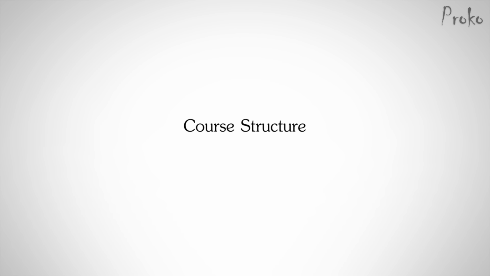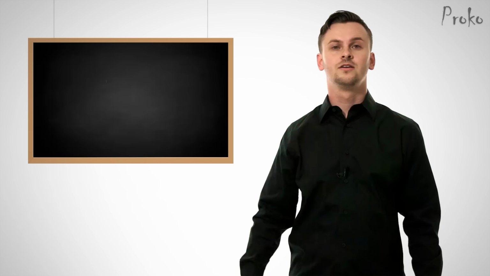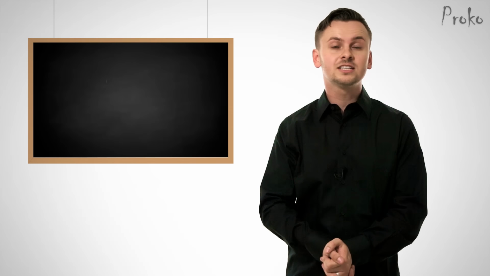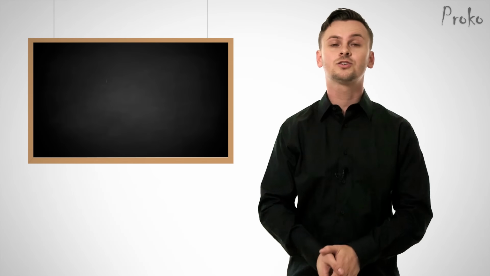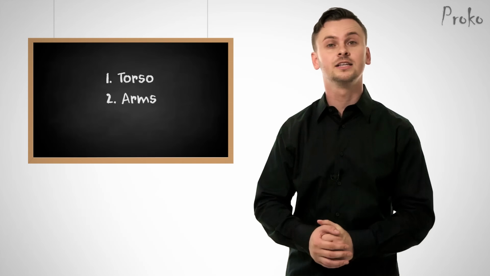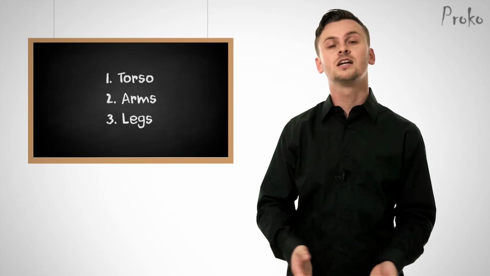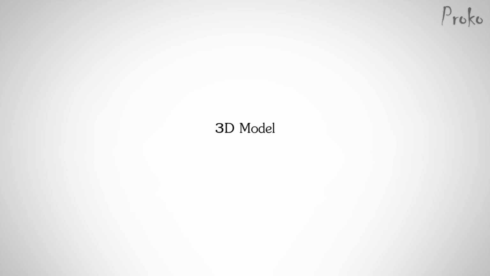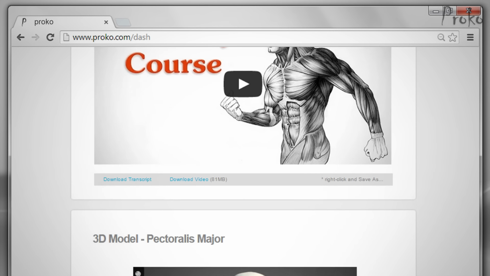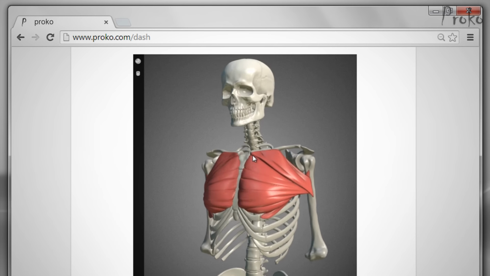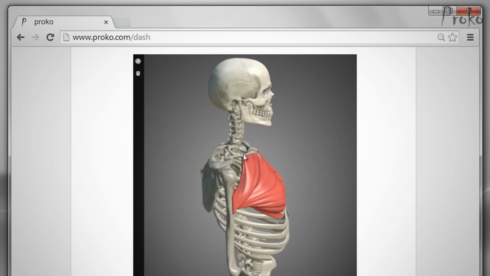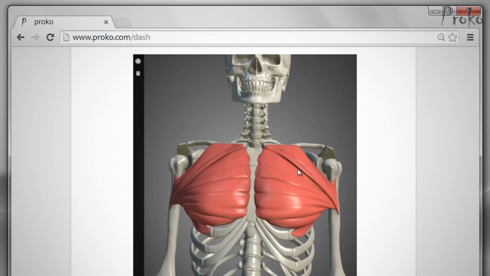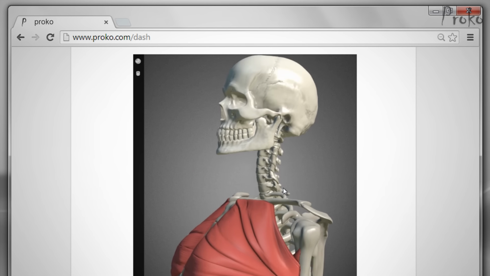Course structure. Those of you that have already visited the pre-sale page probably noticed that this course is split up into 3 parts: the torso, the arms, and the legs. Each part is going to be a thorough investigation of that portion of the body. 3D model. Each bone and muscle group we learn will be available as a 3D model for you to use right in your browser. After each lesson, you can open up the 3D model and study it further.